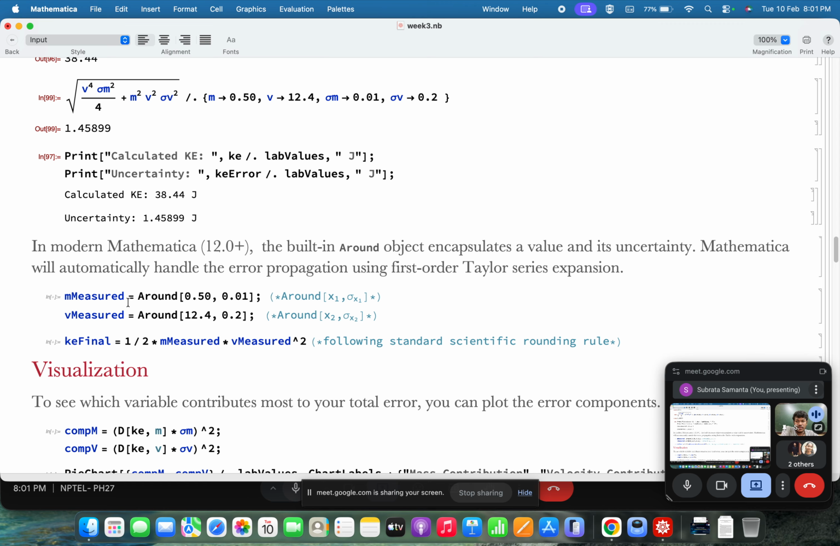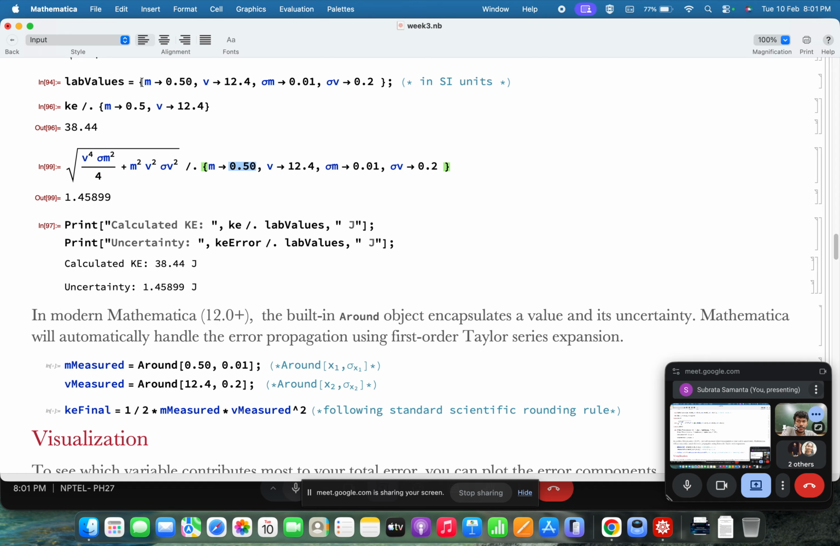So this is the thing. Let us say I have to calculate the error. This is the Around function: x1 and then sigma x1. Your first variable x1 is basically 0.50 for m. So this is my first variable.